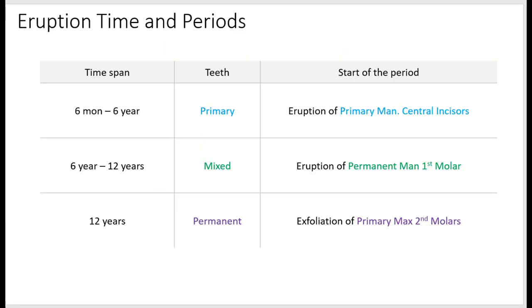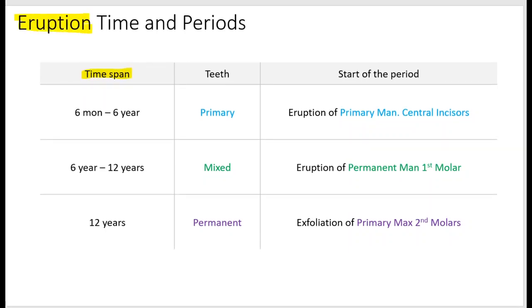Moving on, we have technically three spans of eruption. Eruption meaning the growth of the teeth. So we have a span where we have only primary teeth in the mouth, we have a span where we have mixed, and we have a span where we have only permanent teeth in the mouth. Usually the time span is almost like a 6 and a 6. So 6 months to 6 years, 6 years to 12, and then from 12 and all the way on. So from 6 months to 6 years.